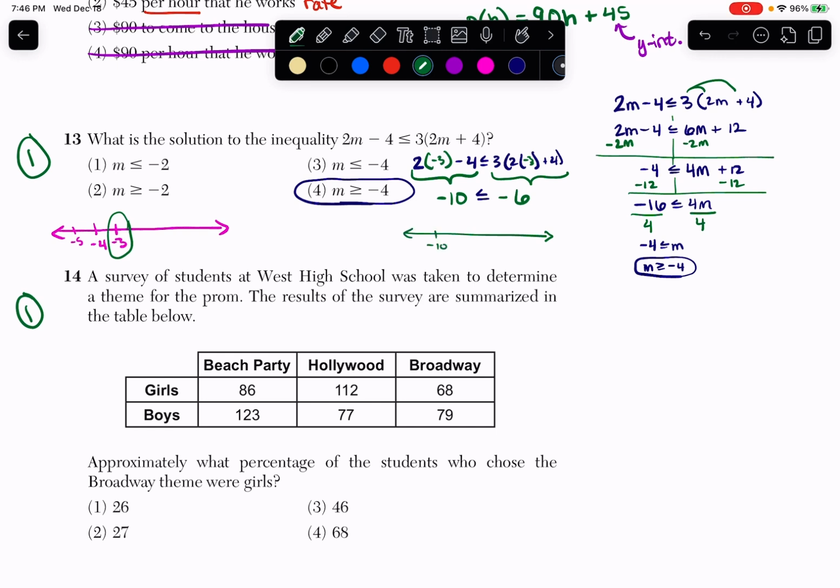Again, if I draw myself a number line, that is true. Negative 10 is farther into debt than negative 6 is. So when I tested a point, number 4 was still true.